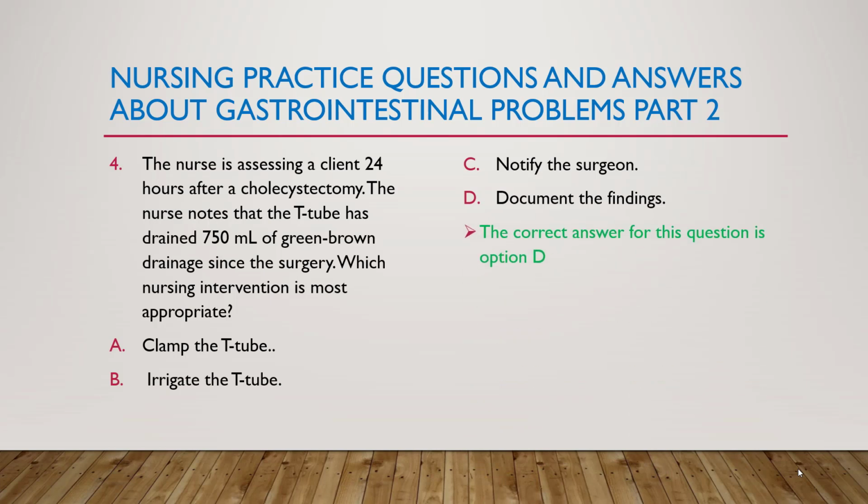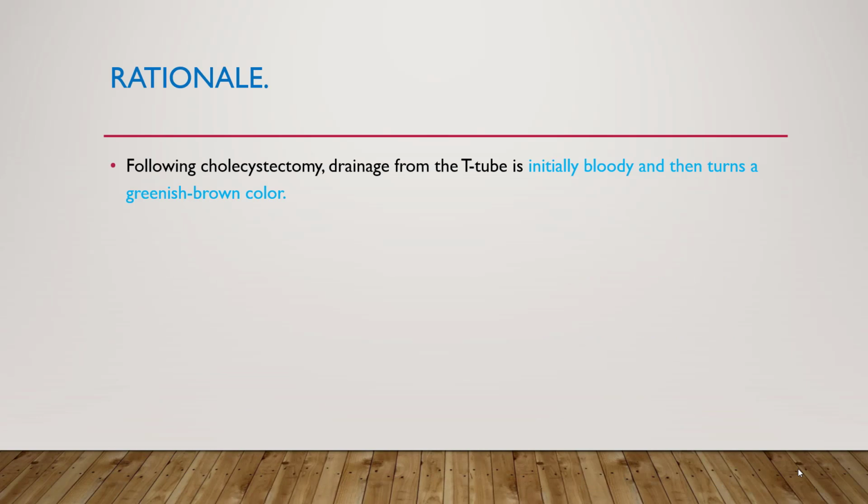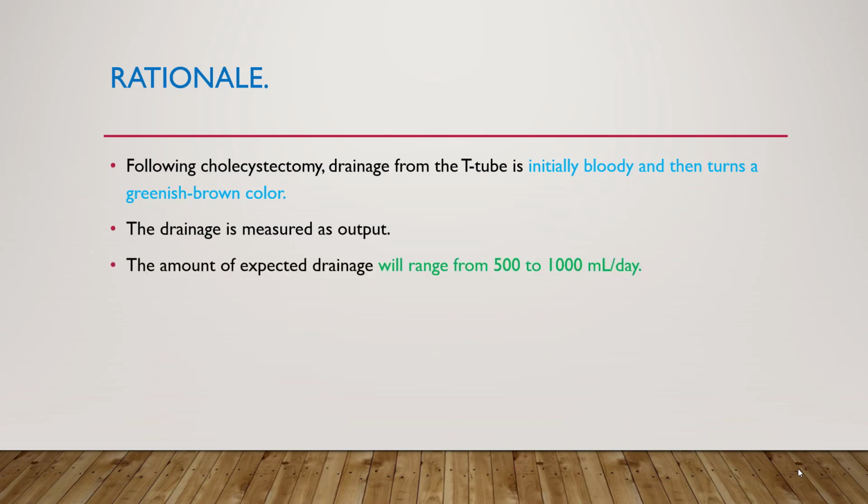So the correct answer for this question is option D. Document the findings. Following cholecystectomy, drainage from the T-tube is initially bloody and then turns a greenish-brown color. The drainage is measured as output. The amount of expected drainage will range from 500 to 1000 ml per day. So the nurse will document the output.